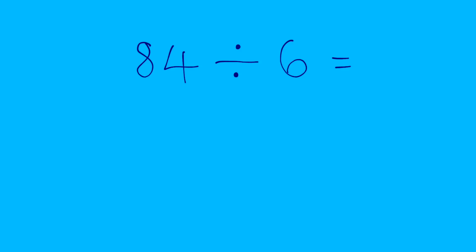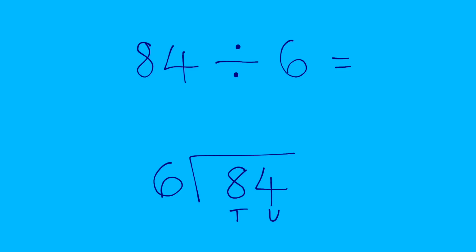Let's look at the division 84 divided by 6. We set out the division in what I like to think of as a bus stop. The larger number goes inside the bus stop, in this case 84, and the smaller number goes outside the bus stop, 6. As in all written calculations, it's important that we line up our tens and our units.